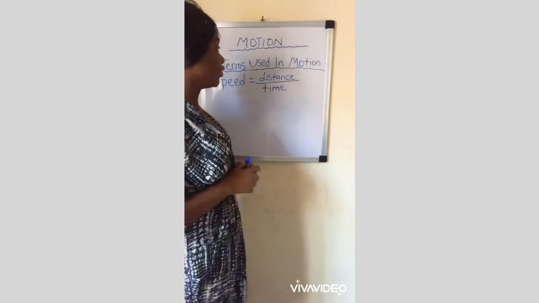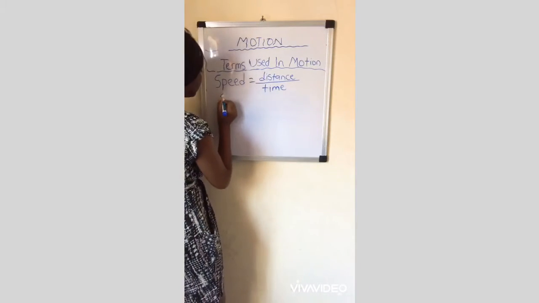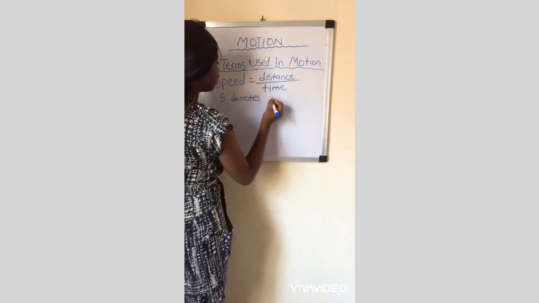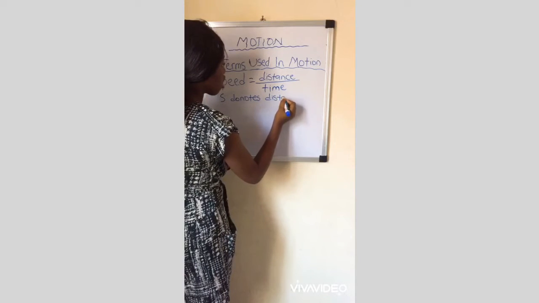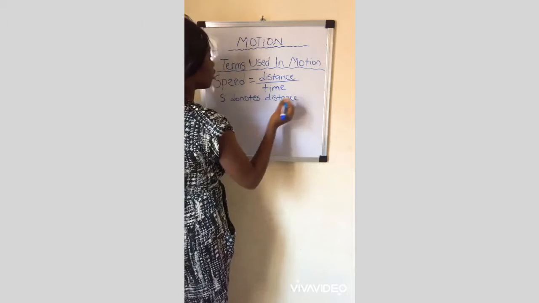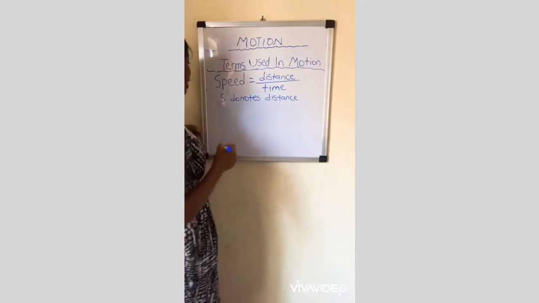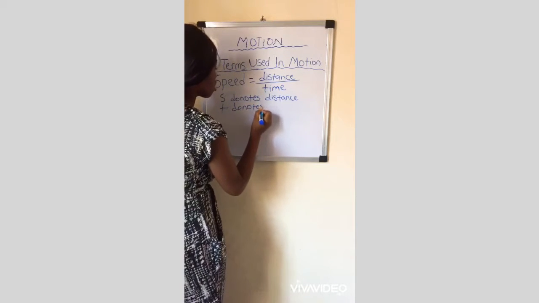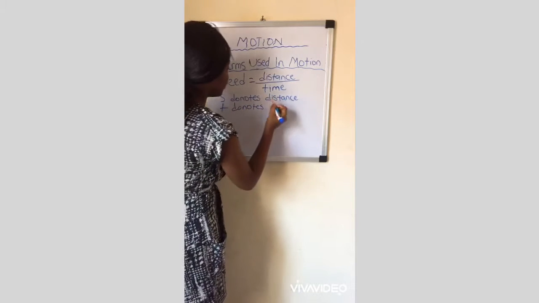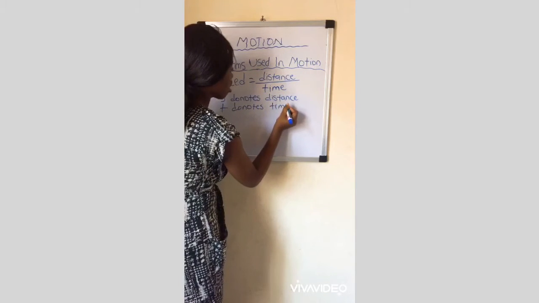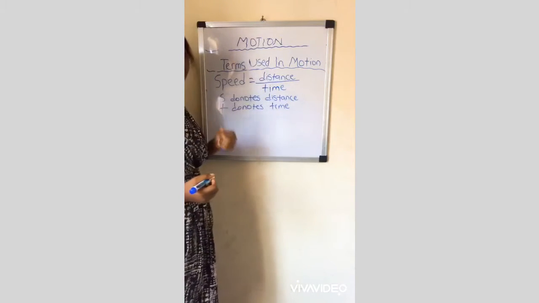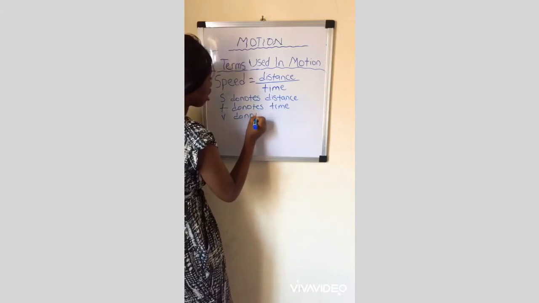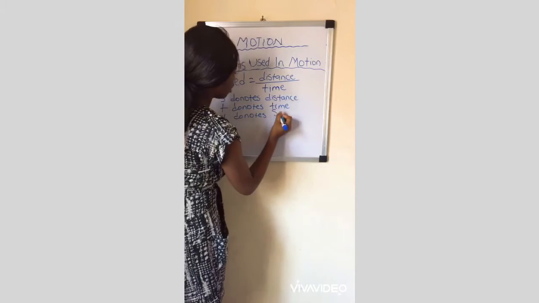And distance is denoted with s. That is, s denotes distance. Time is denoted with t. That is, t denotes time. And also speed is denoted with v. That is, v denotes speed.